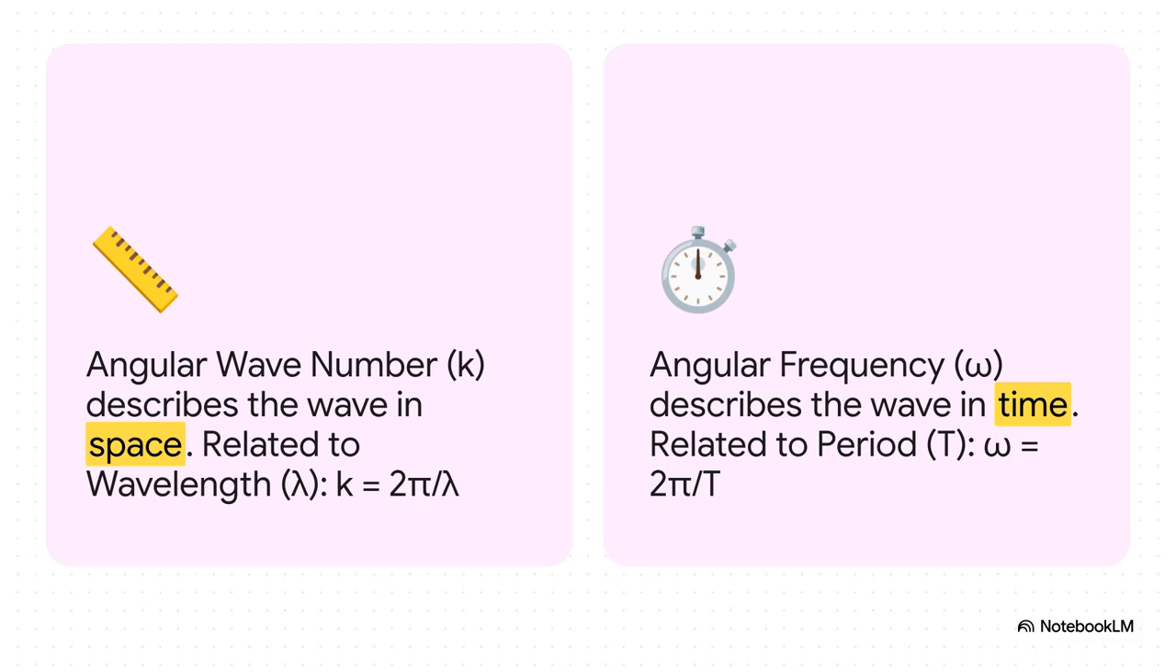Here's the easiest way to keep k and omega straight. Just think of k as being about space. It's related to the wavelength, right? How stretched out is the wave? And omega is about time. It's related to the period. How fast is it oscillating up and down? One is space, one is time.